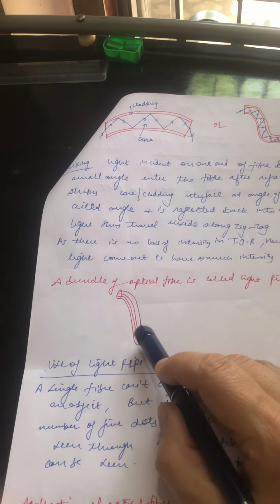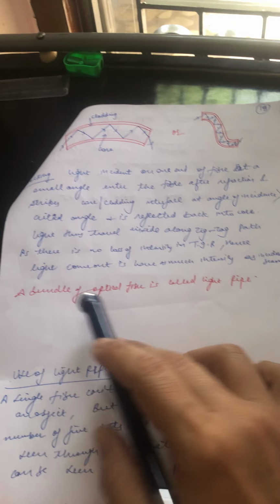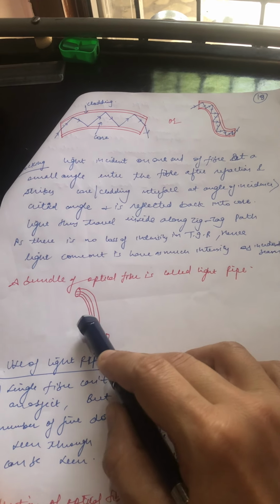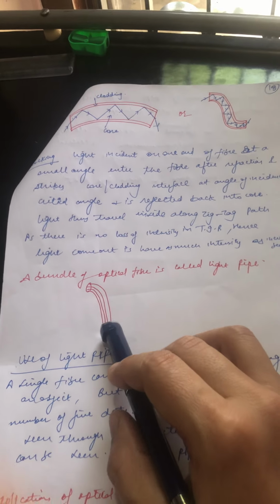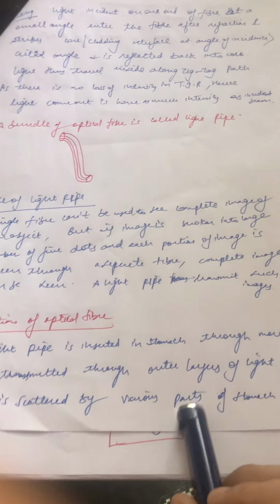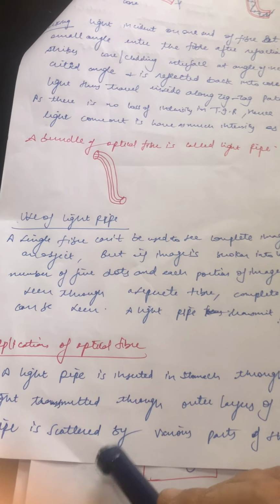So they said that one optical fiber when joined with others, we will obtain a bundle of optical fibers, which is called light pipe. So this collective light pipe is very important. It can be used in endoscopy also. So many uses are there. You read all the uses of optical fibers.